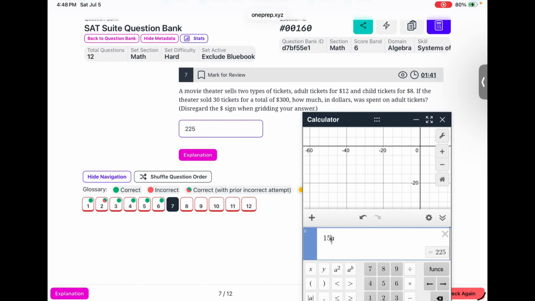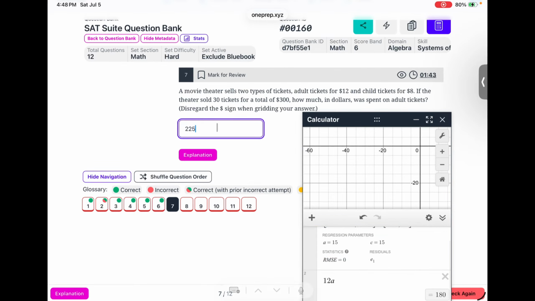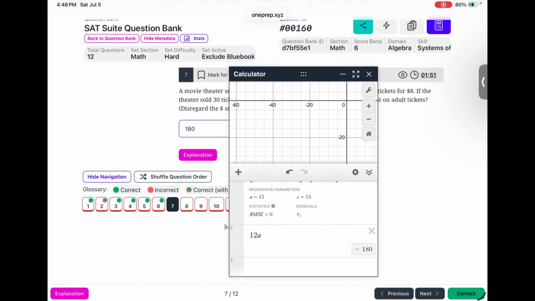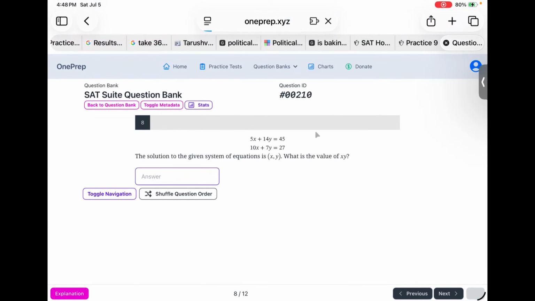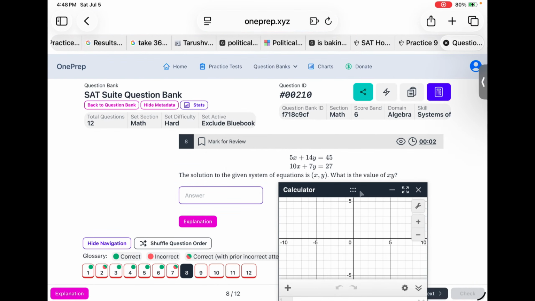Oh, it's 12A. Yeah, guys, this is a silly mistake. You should not be making it. 12A, you're gonna want 12A right there for these $12 per ticket. Obviously.